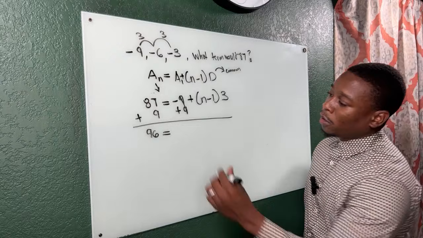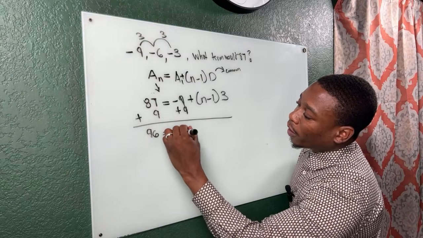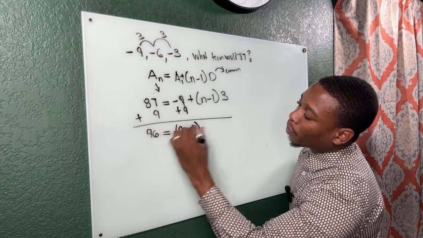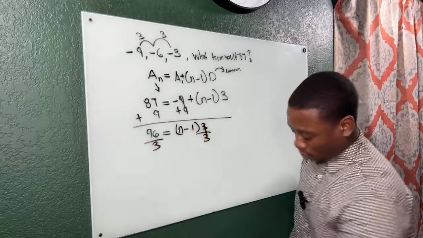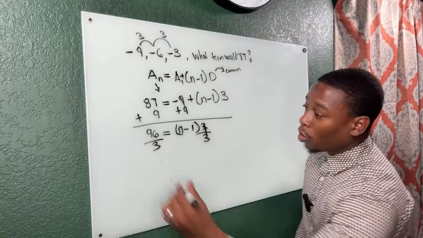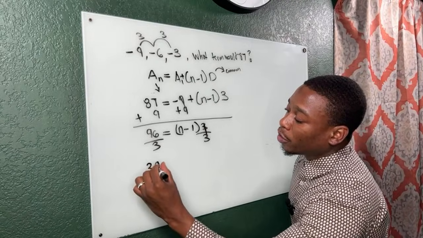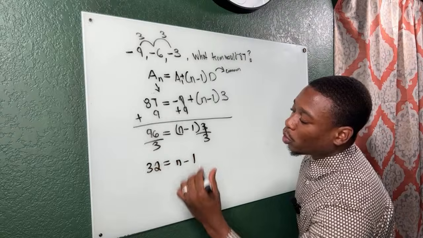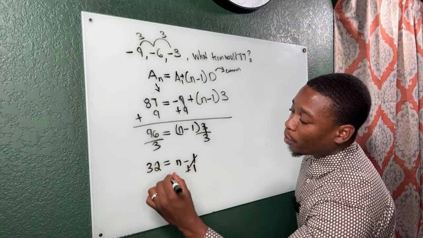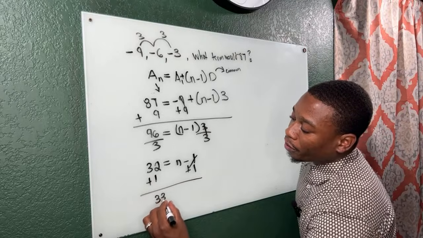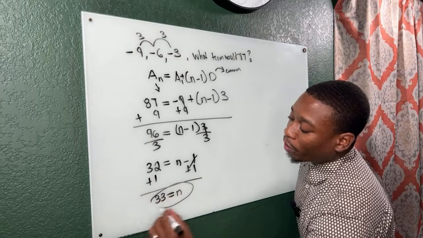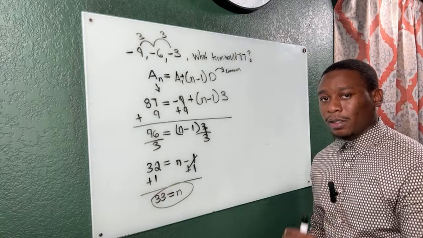Okay. So now we have 96 is equal to -1 times 3. We're now going to divide by 3. Once we do, we're going to get 32 is equal to n minus 1. And once we add 1 on both sides, we know that 33 is equal to n. So this would be the 33rd term in the sequence.